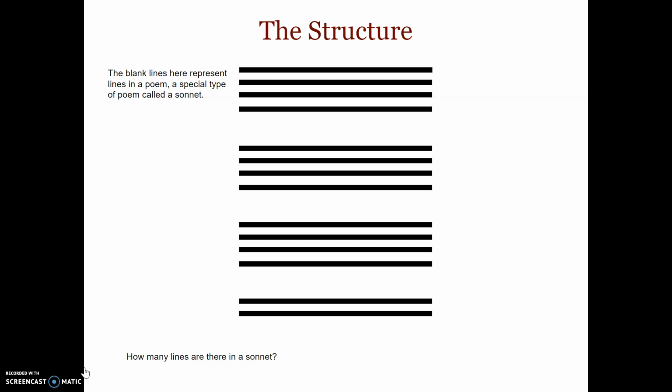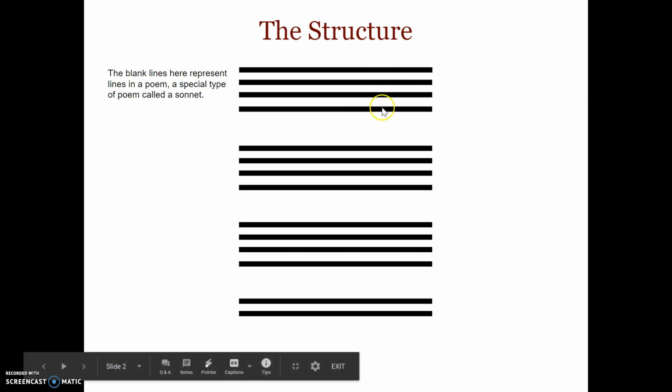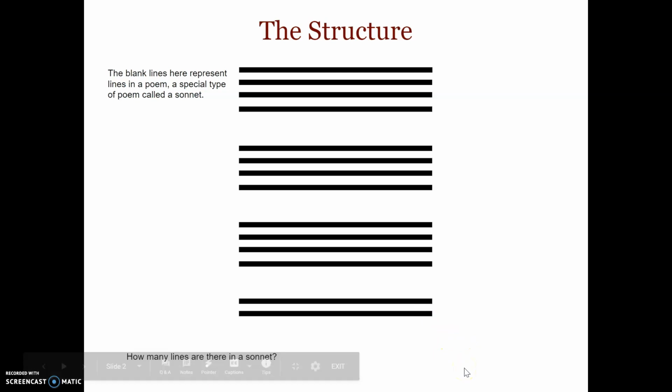Now, when I say structure, I'm really just referring to the form, or sometimes people call it the pattern, of a poem. In this case, the form represents a Shakespearean sonnet. And all of these black lines, you should see my mouse in a yellow circle, all of these black lines here actually represent the lines or verse in this poem.